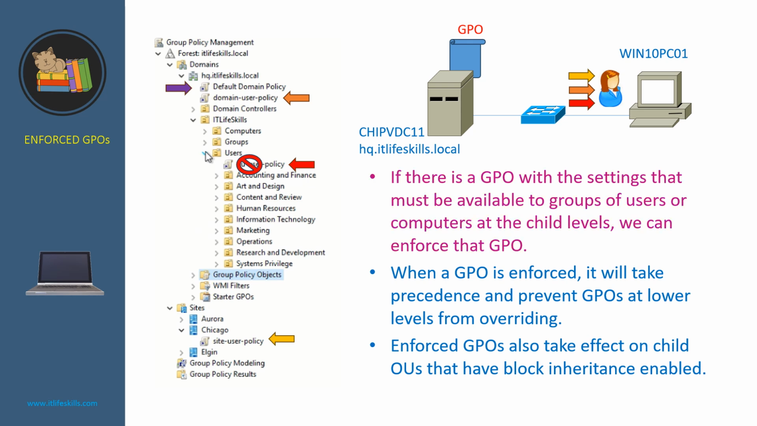If there is a GPO with settings that must be available to groups of users or computers at the child levels, we can enforce that GPO. When a GPO is enforced, it will take precedence and prevent GPOs at lower levels from overriding it. Enforced GPOs also take effect on child OUs that have block inheritance. In other words, block inheritance will not be able to block enforced GPOs.